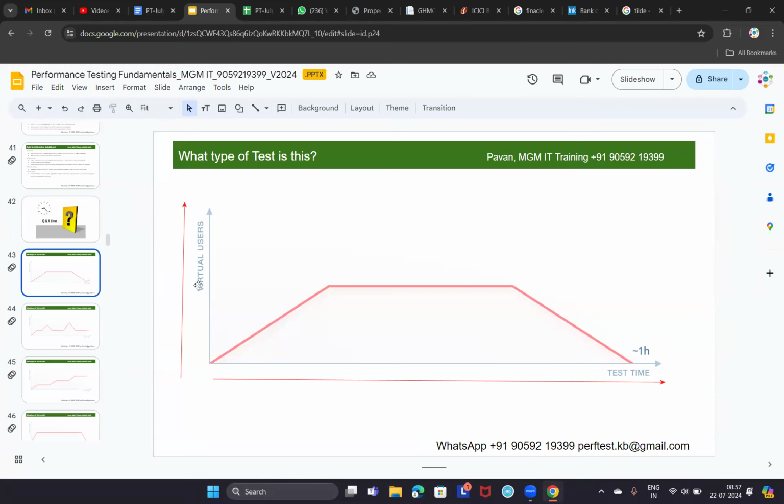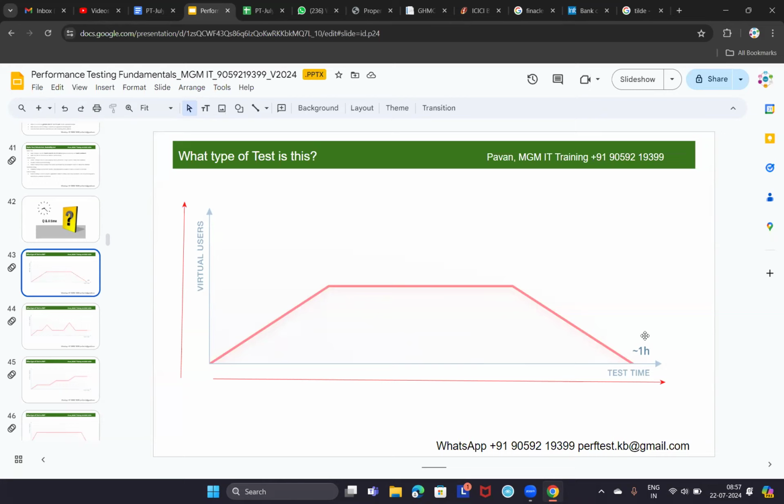And on the y-axis, you have virtual users, which is nothing but the user load, the number of users who are accessing the application. Now tell me, what type of test does this graph best represent? Load test, obviously.